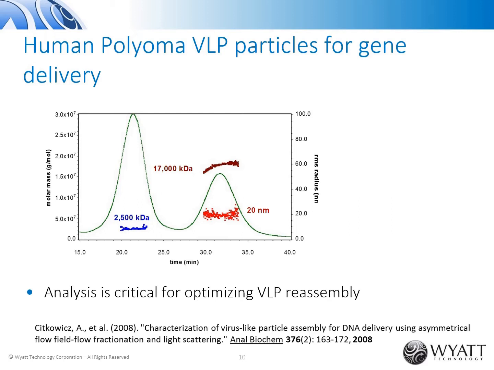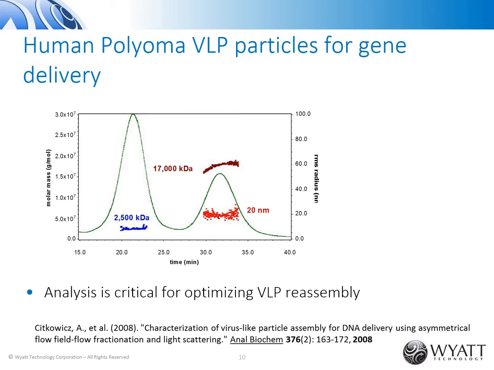The figure we see here shows a fractogram from the Eclipse FFF separation and the calculated molar mass and size of two populations. The later eluting peak is the desired VLP particle, identified by the correct size of 20 nanometer and the molar mass of 17 megadaltons. The earlier eluting peak is an undesired byproduct which consumes valuable shell protein.